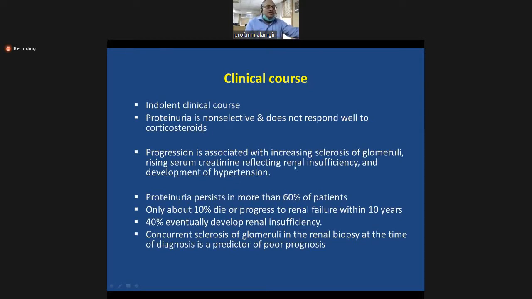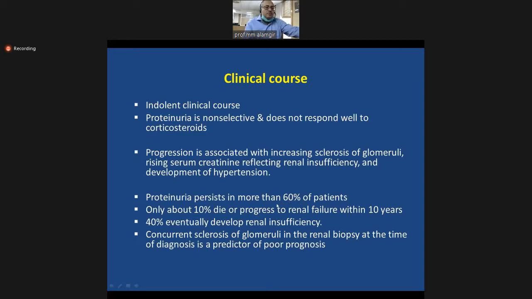Progression is associated with increasing sclerosis of glomeruli. As the process proceeds, there is fibrosis within the glomeruli, rising serum creatinine reflecting renal insufficiency, and development of hypertension. So this is all the manifestation of sclerosis or fibrosis within the glomeruli. The glomerular circulation is also impaired, and it stimulates the renin-angiotensin system.